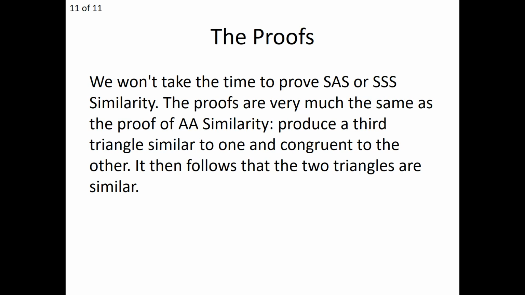We construct a third triangle such that it's similar to one and congruent to the other, and then we can build similarity between those two triangles using that theorem we proved on a previous worksheet. So the proofs, yep, we're not going to do those, side angle side nor side side side. So don't ask me, are we going to do those later on? Nope. Not going to be tested over, not going to be assessed over.